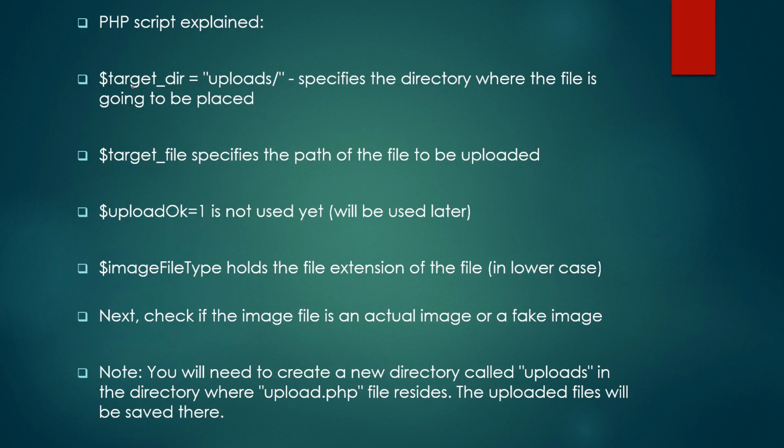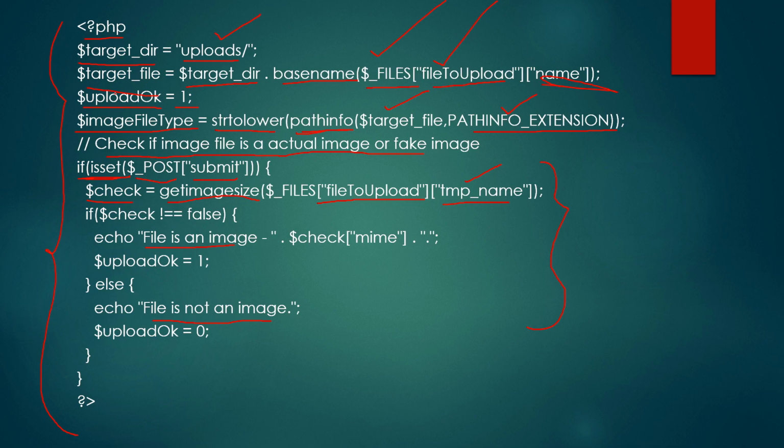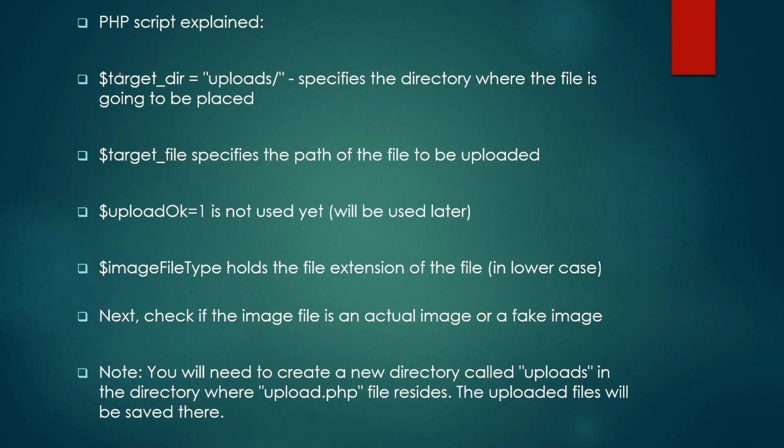First, let's see what all these attributes are all about so that things can become much clearer for us. We have a PHP script over here that is completely explained. See, the $target_dir is equal to uploads. This specifies the directory where the file is going to be placed. So where my file is going to be uploaded, it is going to be uploaded inside this directory. And I will show you where to create this directory. Okay, so no need to worry.